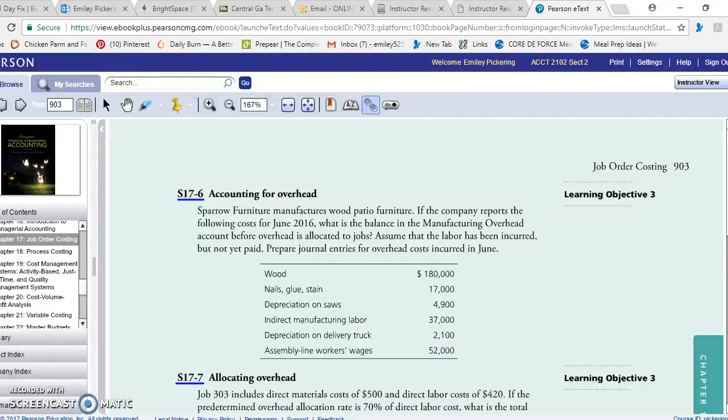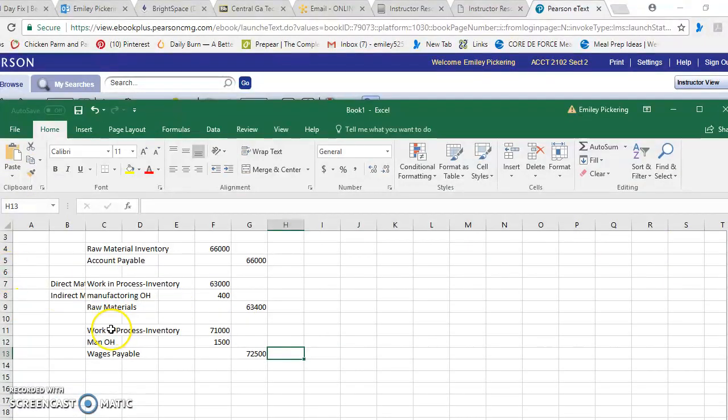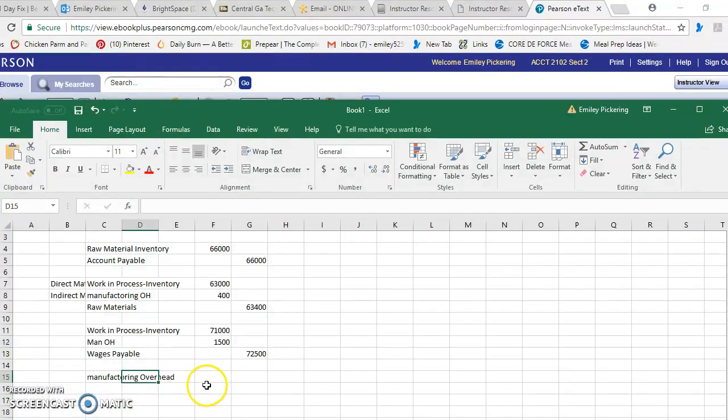So let's go ahead and journalize and figure out what we've got going on here. The first thing I'm going to talk about is our manufacturing overhead. We have determined that nails, glue, and stain are definitely indirect materials, so let's journalize that. That's 17,000. And where does it come from? It's coming from raw materials, so I'm going to lower my raw materials.